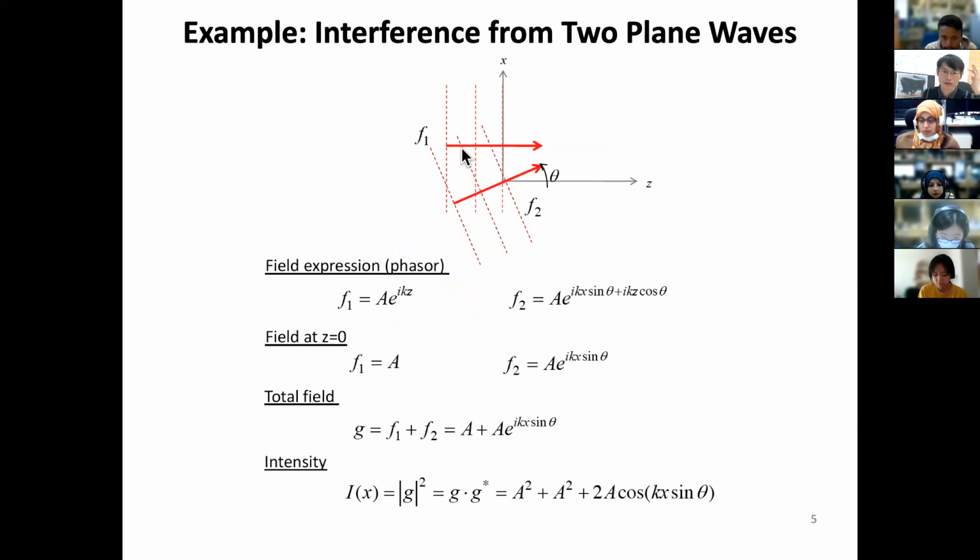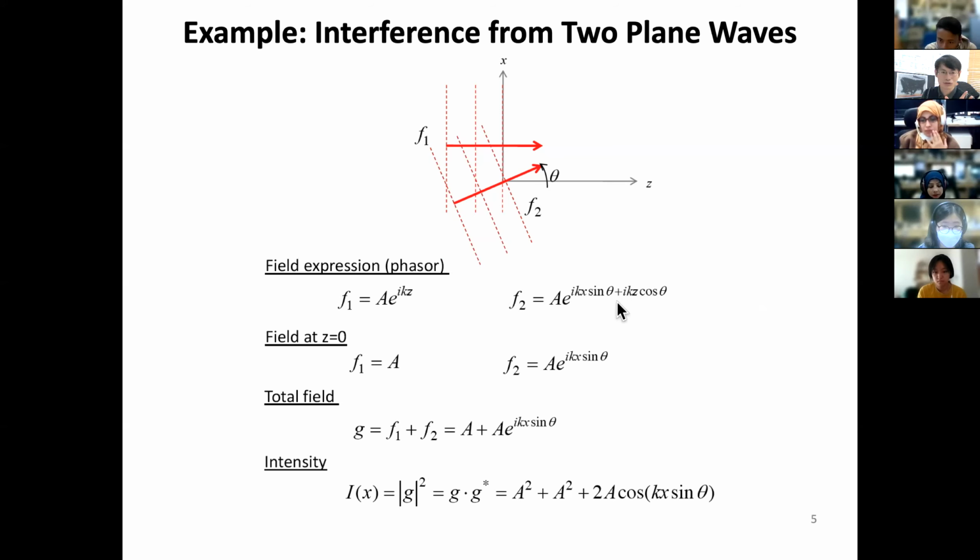So let's consider two fields, F1 and F2. F1 is the simplest form of plane wave along the positive z axis, so F1 is A times e to the i k z. Do you agree? And then the oblique angle, as we just said, F2 is A times e to the i, instead of this, now we have the k x component, k sine theta times x, plus k cosine theta times z.